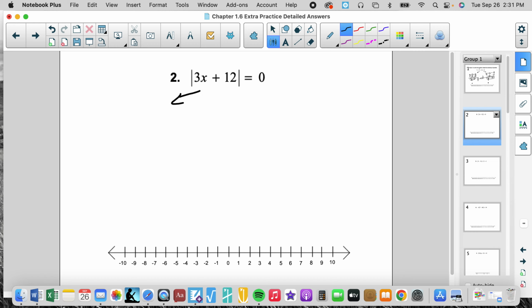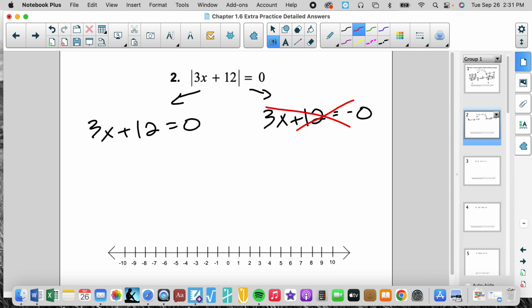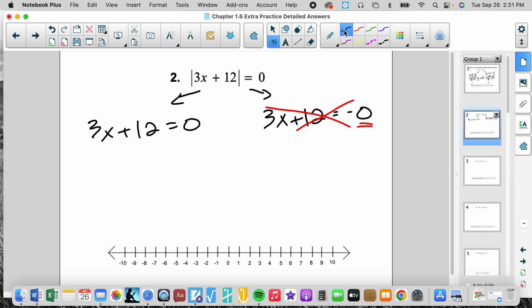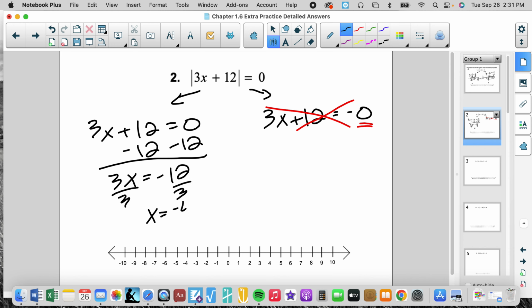Now we have a little bit more sophisticated stuff. 3x plus 12 equals 0, and 3x plus 12 equals -0. Well, we don't have to write this, because 0 and -0 are the same value. The only time we need to write it is when it's a non-zero, because then it would have some more distance. 3x equals -12, divide by 3, divide by 3, x equals -4.